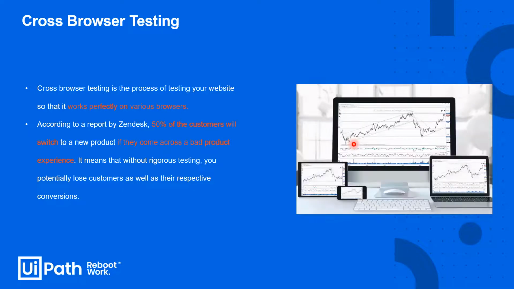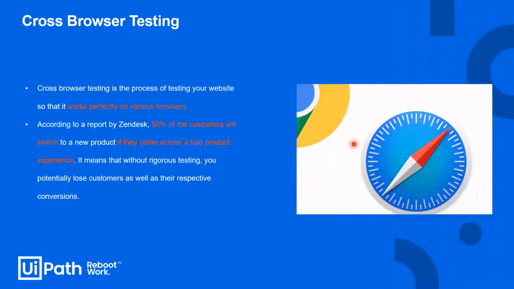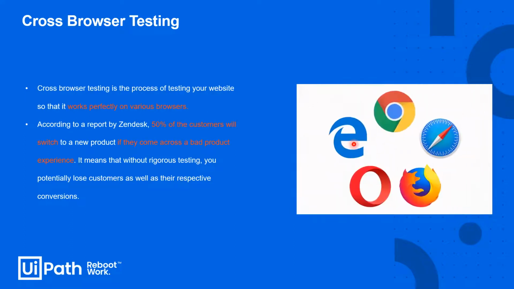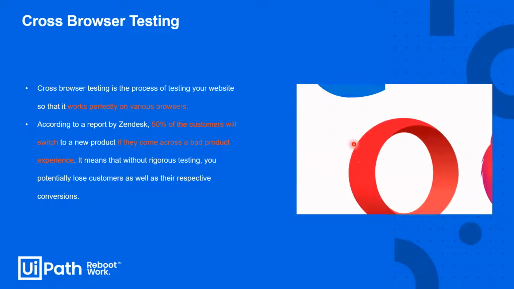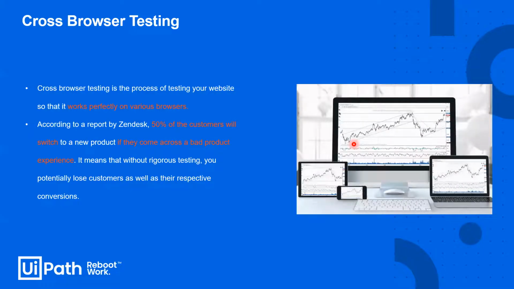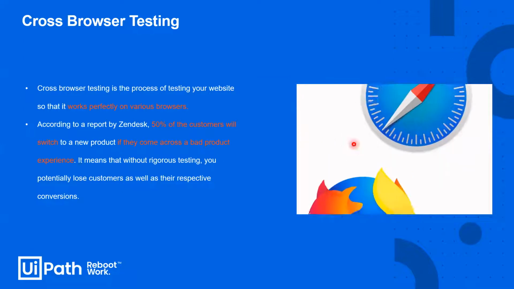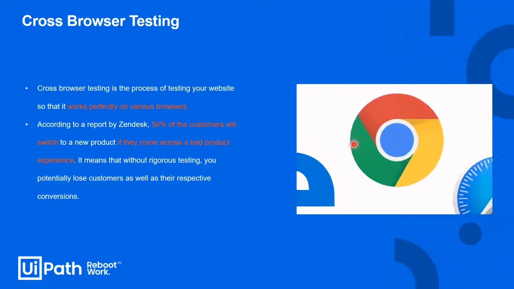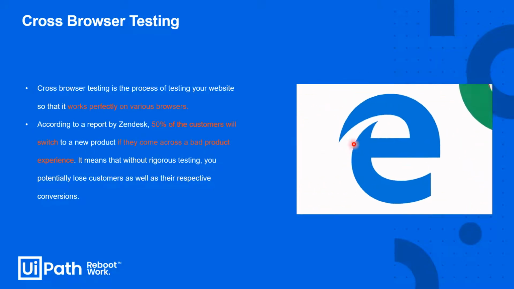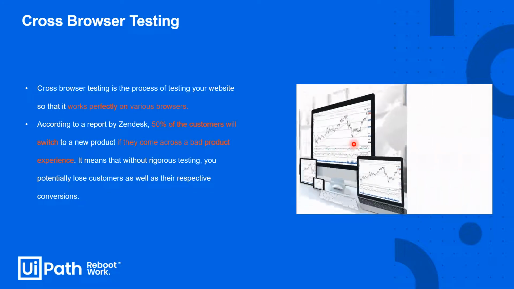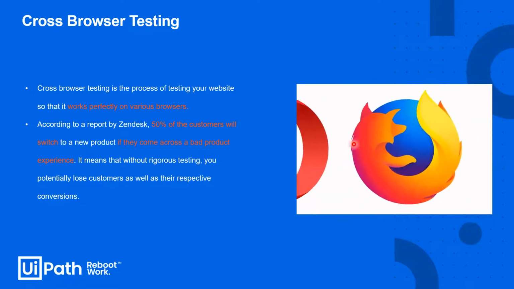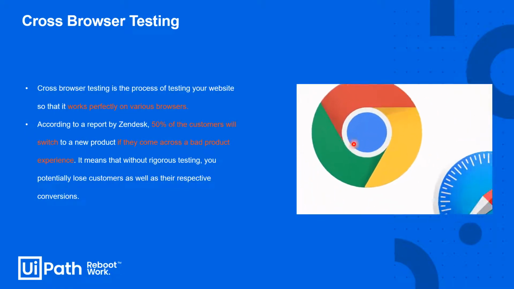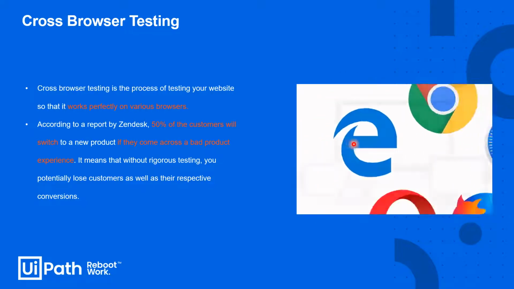The main advantage of cross-browser testing is that it helps ensure your website delivers an optimal user experience, with better accessibility and readability for your users. At the end of the day, user experience is very important. According to a report by Zendesk, 50% of customers will switch to a new product if they come across a bad product experience. It means that without rigorous testing, you potentially lose customers as well as their respective conversions. Now we'll see how we can achieve cross-browser testing with UiPath.